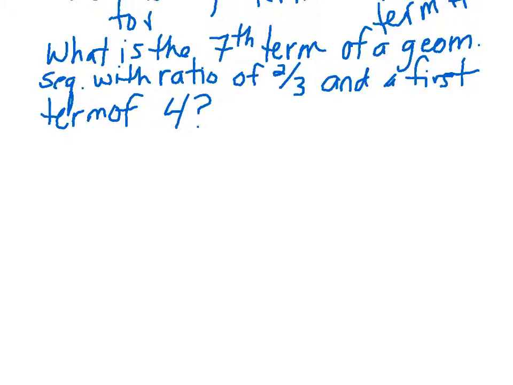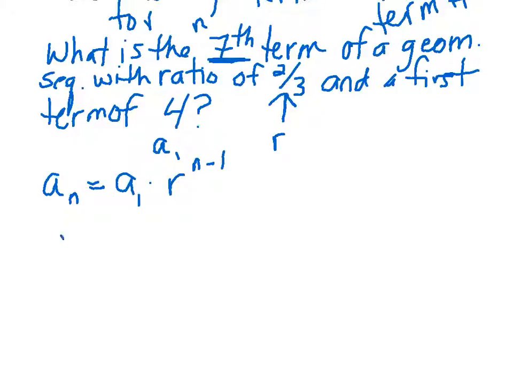Let's go through what I just wrote and what you just wrote, and let's label things. What is the 7th term? 7th term, so that's going to be our n value. We're looking for term number 7 of a geometric sequence with a ratio of 2/3. So 2/3 is our r value, and a first term of 4. 4 is our a sub 1. It's our first term. Alright, so I scrolled up beyond our formula, so let me recopy it here. A sub n equals a sub 1 times r to the n minus 1.